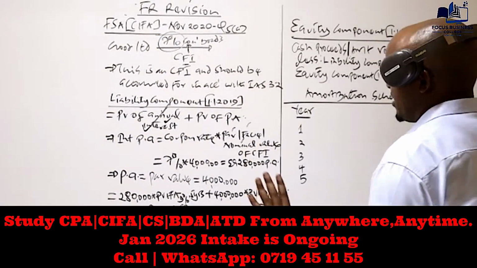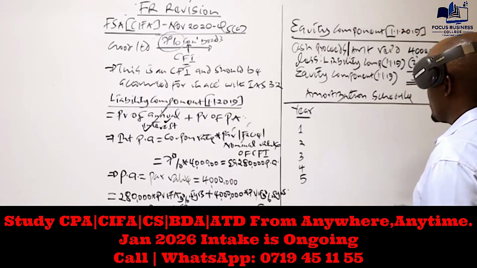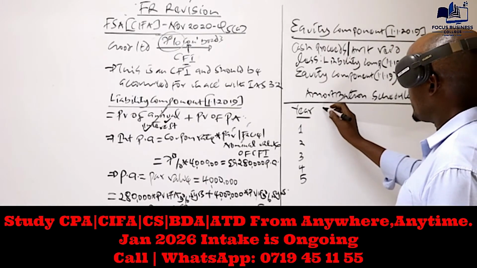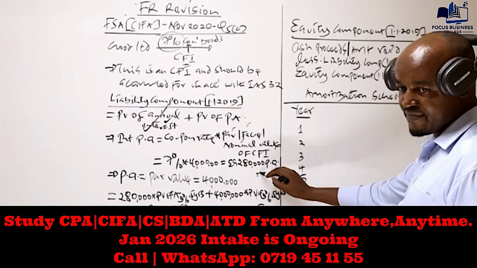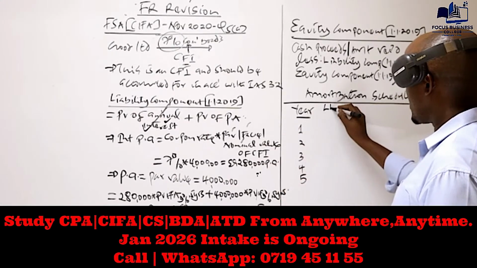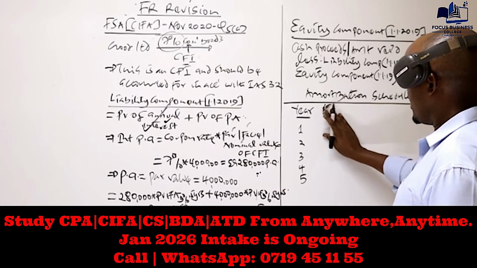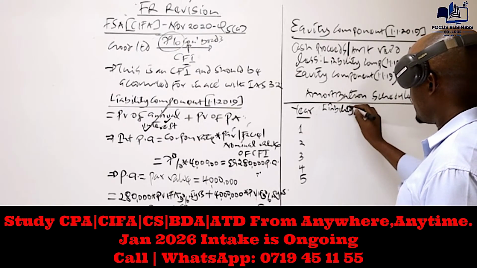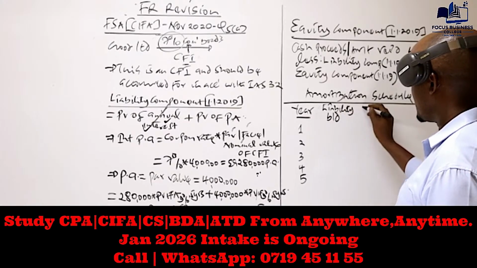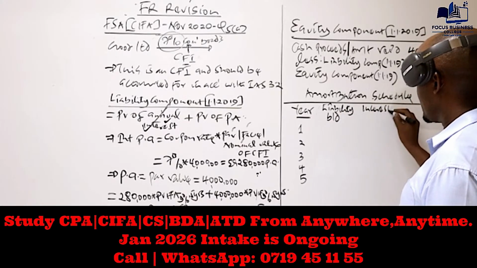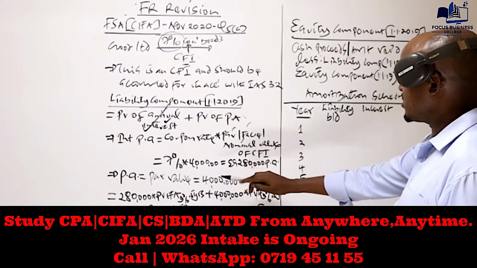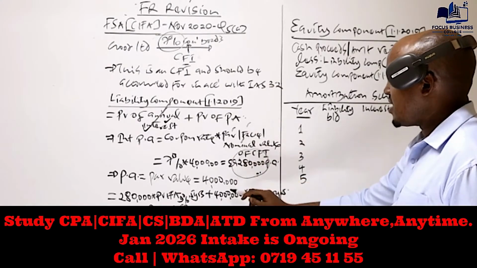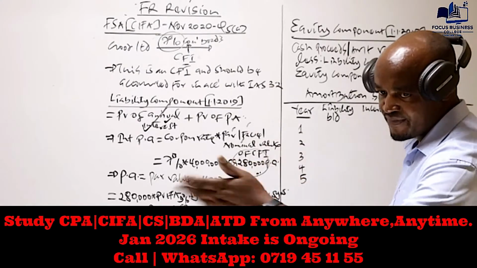I want us to do it for the 5 years so that you understand. So here we will have, remember what we are amortizing is the liability. So here we will have the liability at the start of year 1. The next column is interest, simply because the annual interest and the principal amount will all be paid at the end of the year.